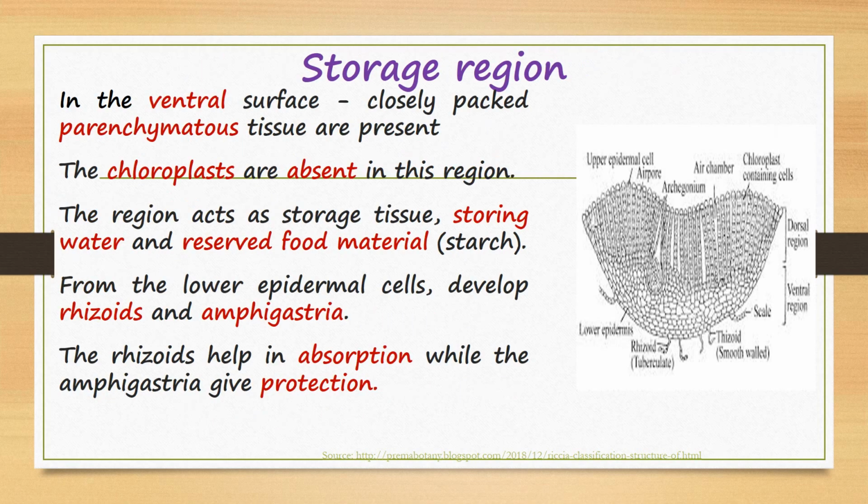Storage tissue, which is the lower or the ventral region in cross section, shows colorless, compactly arranged parenchymatous tissue. It is without any intercellular spaces. The cells of the parenchyma tissue generally lack chlorophyll and they contain starch. Therefore, the ventral region primarily constitutes the storage tissue. The lower portion of the storage region is bounded by a single layer epidermis from which rhizoids of two types, smooth-walled and tuberculated, arise. The lower epidermal cells also have amphigastria. The function of amphigastria is to give protection to the surrounding tissues.